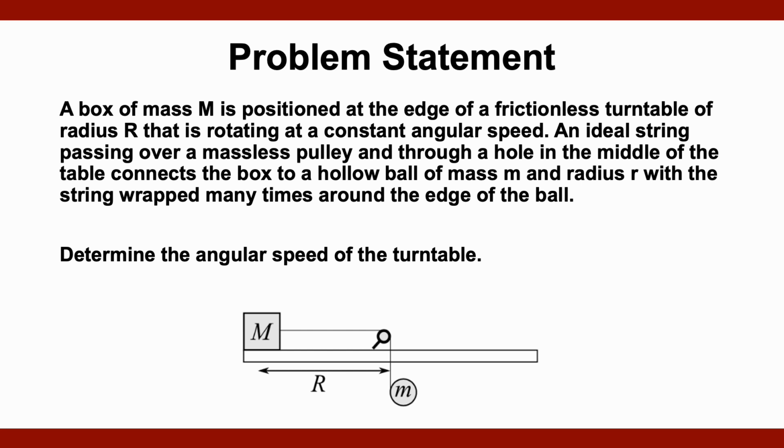The problem statement is given as: a box of mass m is positioned at the edge of a frictionless turntable of radius r that is rotating at a constant angular speed. An ideal string passing over a massless pulley and through a hole in the middle of the table connects the box to a hollow ball of mass m and radius r, with the string wrapped many times around the edge of the ball. Determine the angular speed of the turntable. The problem also provides the diagram, which is shown here.